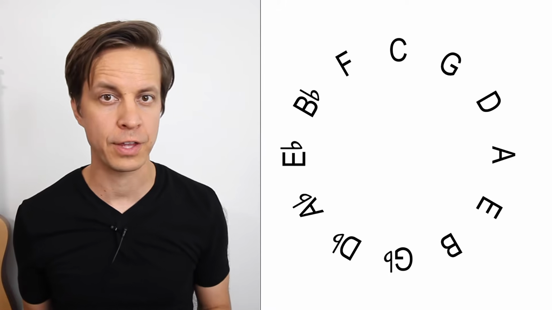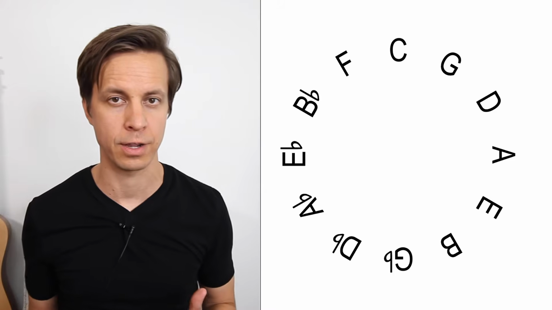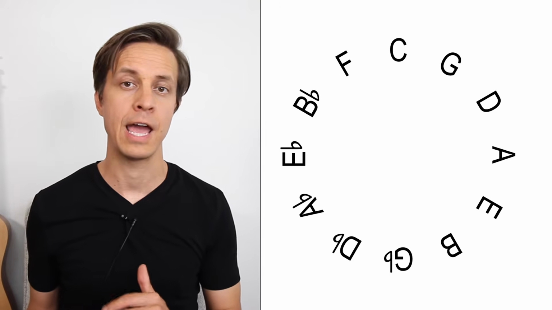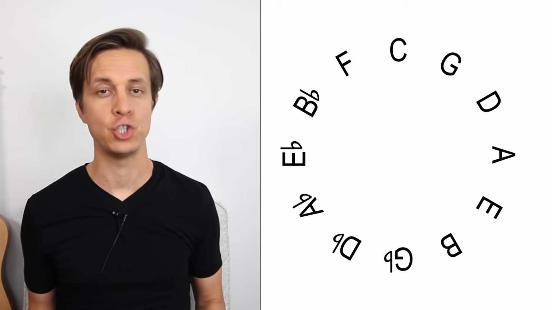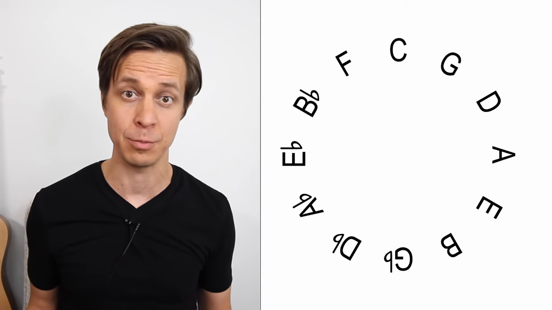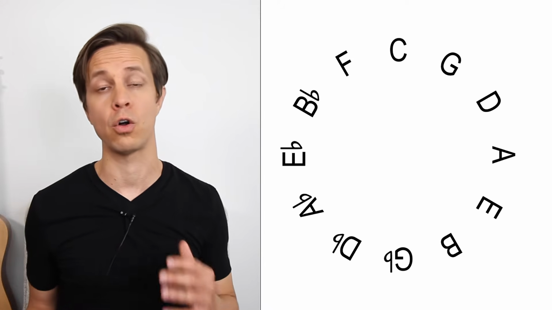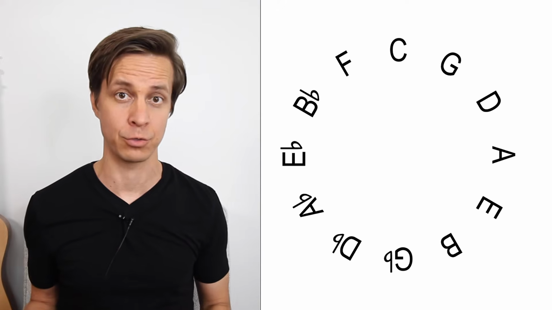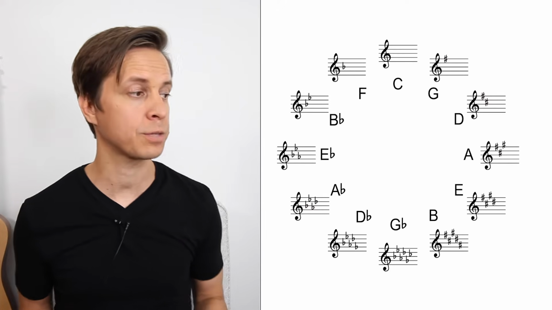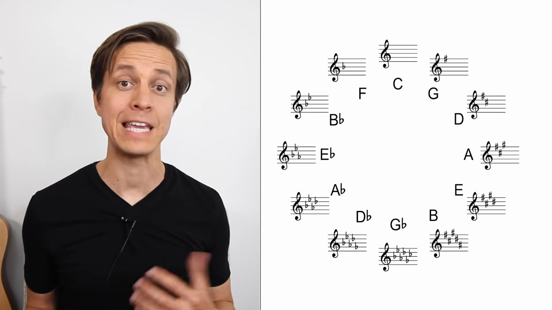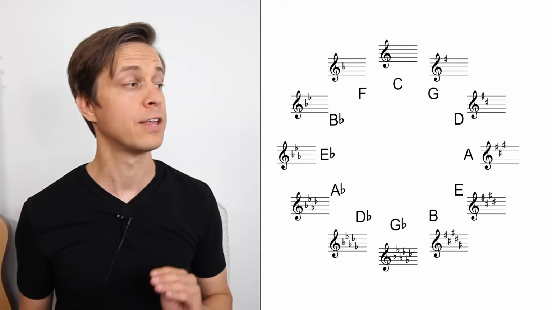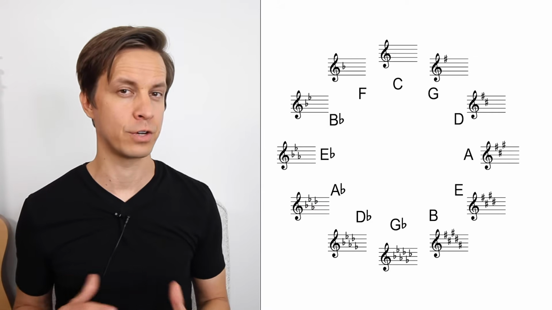So to start, the circle of fifths is usually depicted like this as a ring of letters, where at the top you have C, and then moving in a clockwise direction you have G, D, A, E, B, and so on, moving through all 12 notes or keys of music in a ring like this. Or sometimes it's depicted as a ring of key signatures, music notation showing the different sharps and flats that are in each of the different keys.